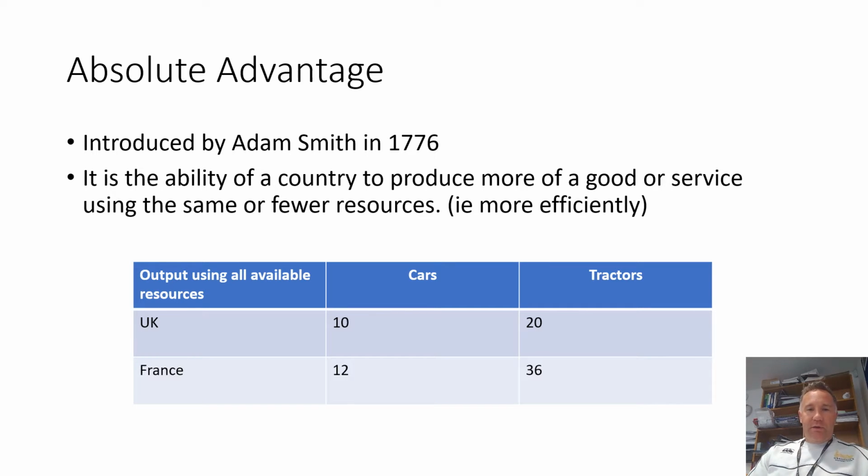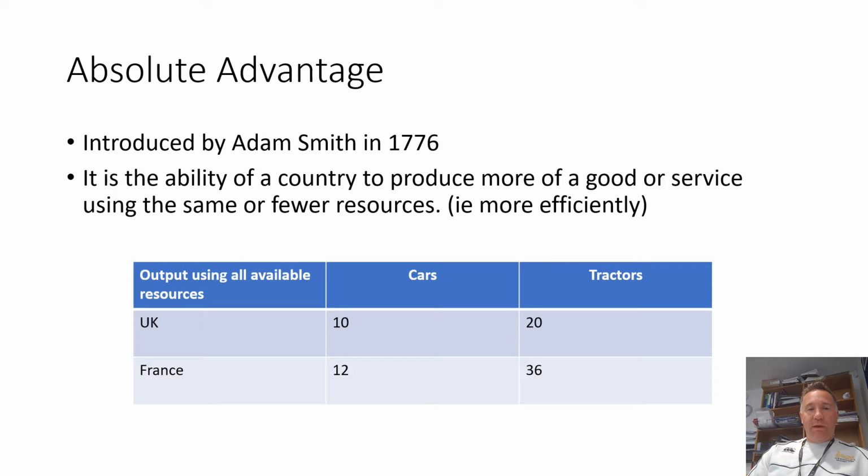So if we look at the table here, we're making cars and tractors, and it's UK and France I've used as my examples. So the table shows us the output using all available resources. Just be very careful in exams here, because sometimes they can give you a table showing the unit cost or the amount of hours it takes to produce a car or a tractor. But this table here shows us what our output is. And if you are given the cost in terms of hours of labour, etc., you need to calculate a table of output first before you can then calculate the opportunity cost in the next example for comparative advantage. So just be careful there.